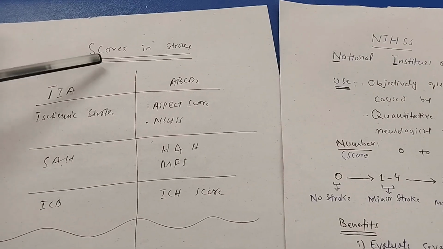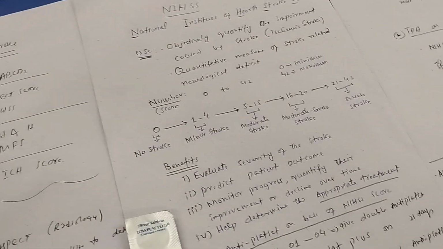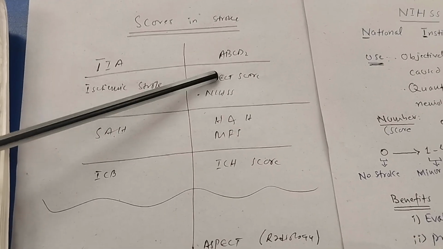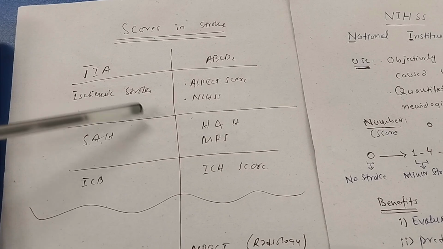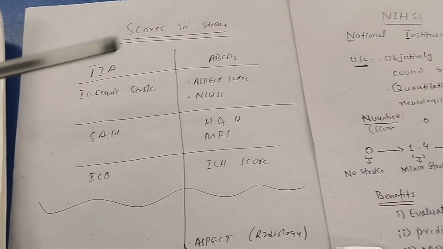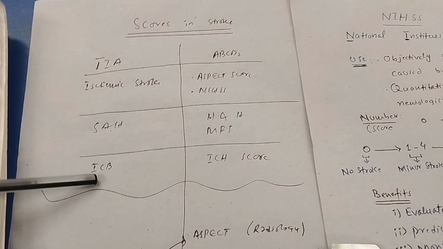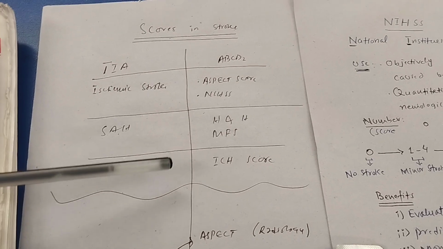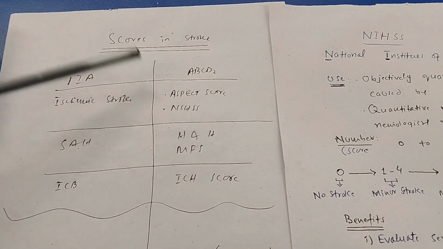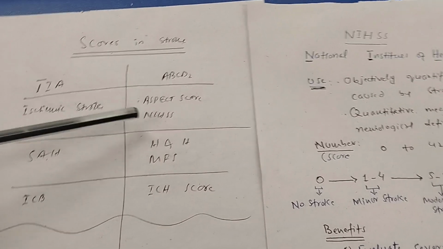Our series of videos on scores in stroke. Today our topic is NIHSS. I already uploaded a video on transient ischemic attack, in which we find the ABCD2 score, and in ischemic stroke we find the ASPECT score and NIHSS score. I already uploaded a video on the ASPECT score. In subarachnoid hemorrhage we find the Hunt and Hess and modified Fisher classification, and in intracranial bleed we find the ICH score. I uploaded videos on all these topics, and today is our last video on scores in stroke, and this is very important. We will be talking about the NIHSS score.